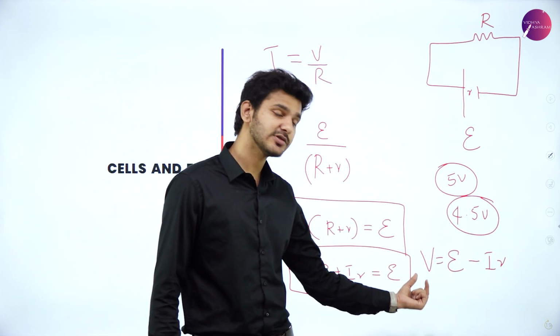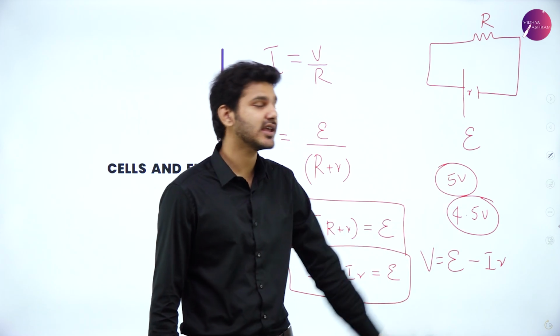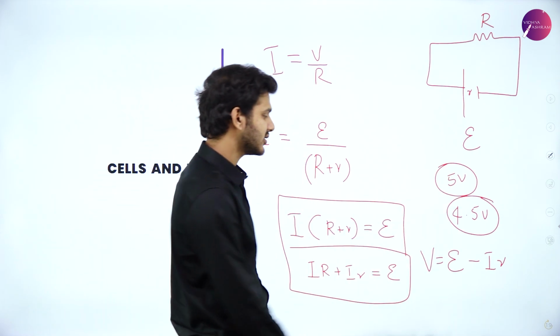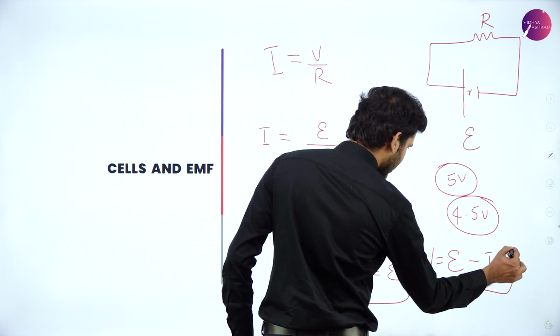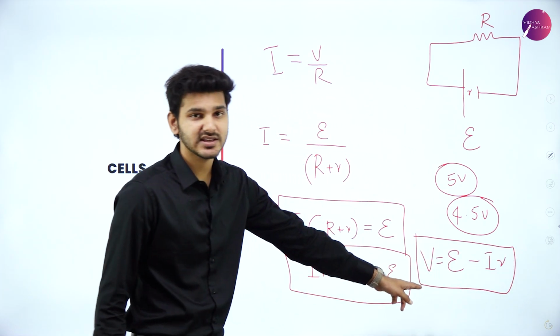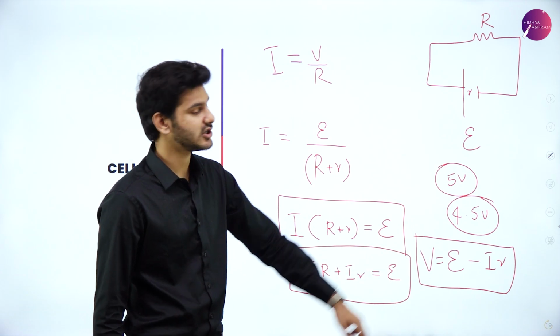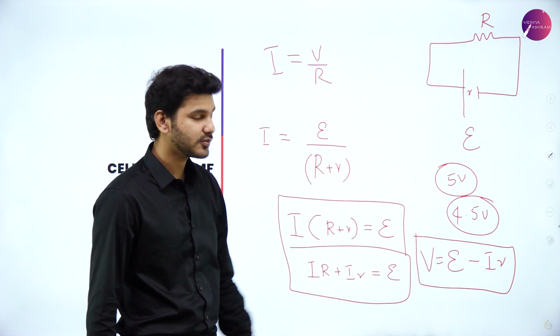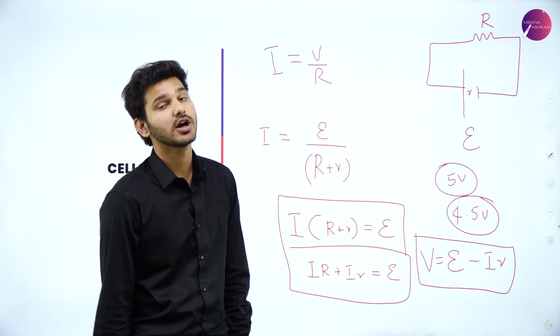So that is why terminal voltage will be less than the actual EMF of the cell, just so you don't have any doubts. So you can note this also down. Here, this particular V is nothing but terminal voltage. So V is equal to epsilon minus Ir. You have three equations, all are very important. So just note it down.